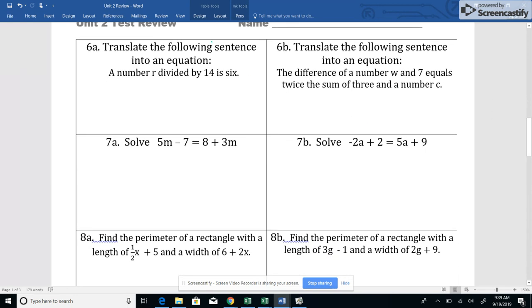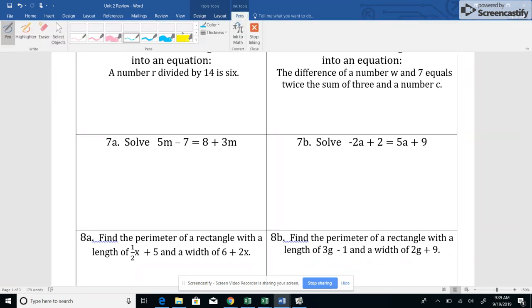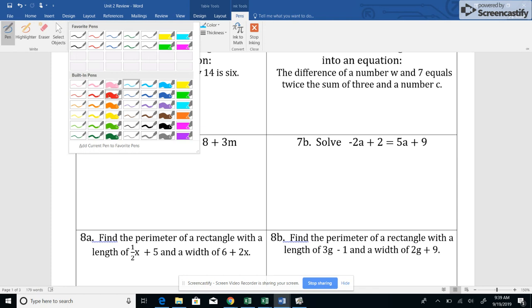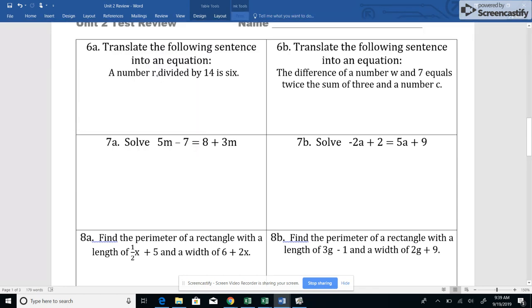Number 6, translate the following sentence into an equation. So a number r divided by 14 is 6. A number r divided by 14 is 6. The difference of a number w and 7, so a number w and 7, is equal to twice the sum of 3 and a number c.